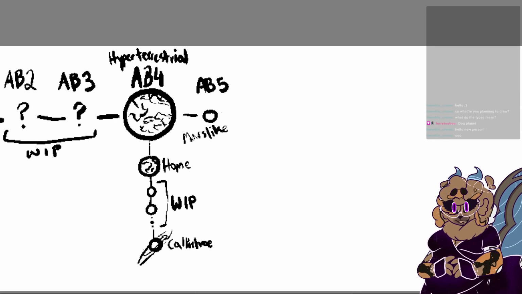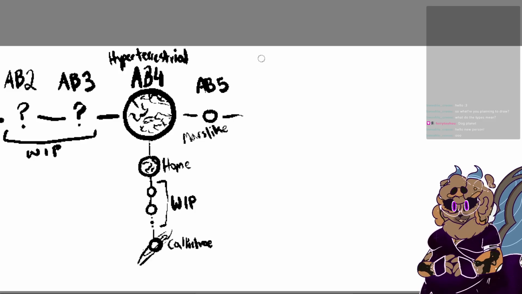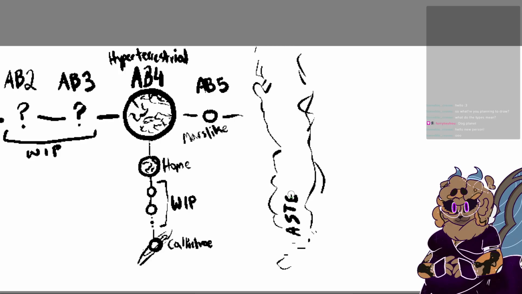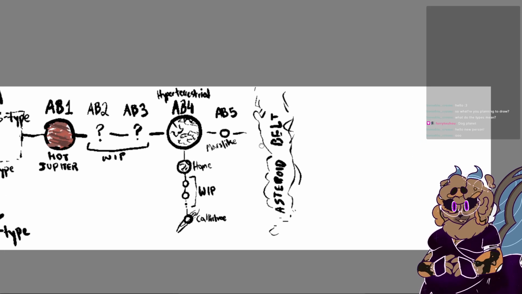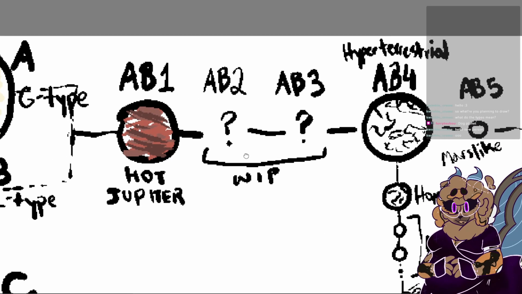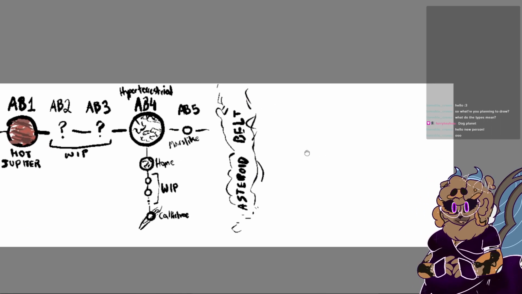And then right after it will be our primary asteroid belt. So I'm just going to do squiggles to represent that for now. Asteroid belt. So that'll be right about there after the 5th planet. I'm thinking these 2 planets here are probably going to be less massive, but I'm not actually sure yet.